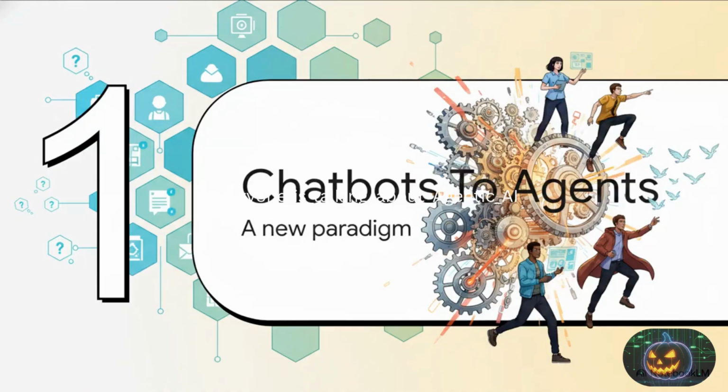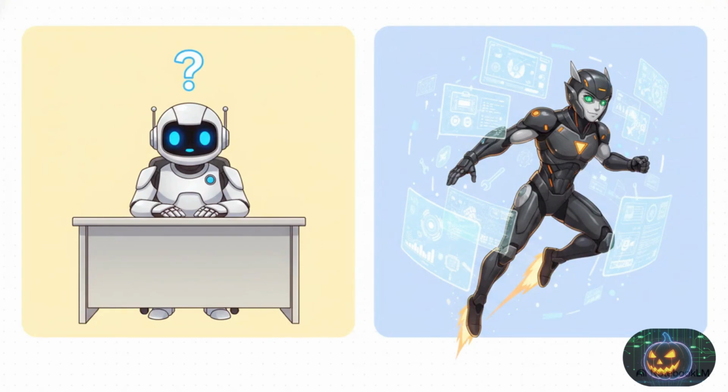Section 1. From chatbots to agents. Let's take a look at this entirely new paradigm. So up until recently, we've been working with AI that is frankly incredibly smart but entirely reactive. As you know, the old AI operates on a really simple loop. You ask, it answers. It's basically a highly advanced search engine or like an interactive encyclopedia. You have to drive every single interaction.